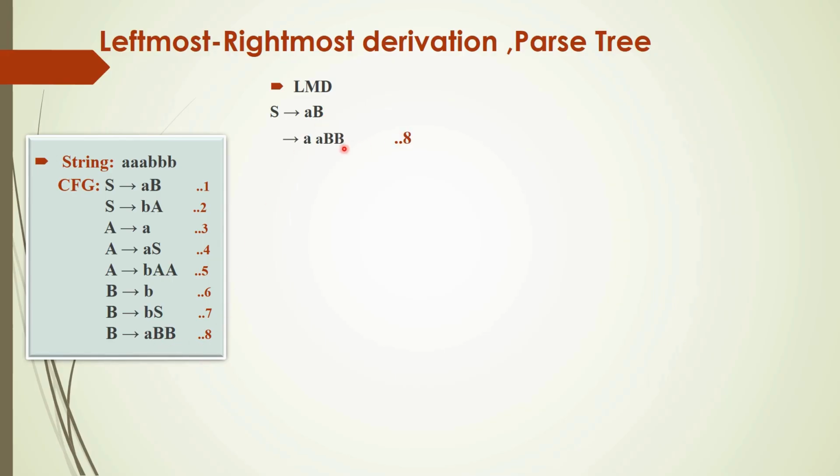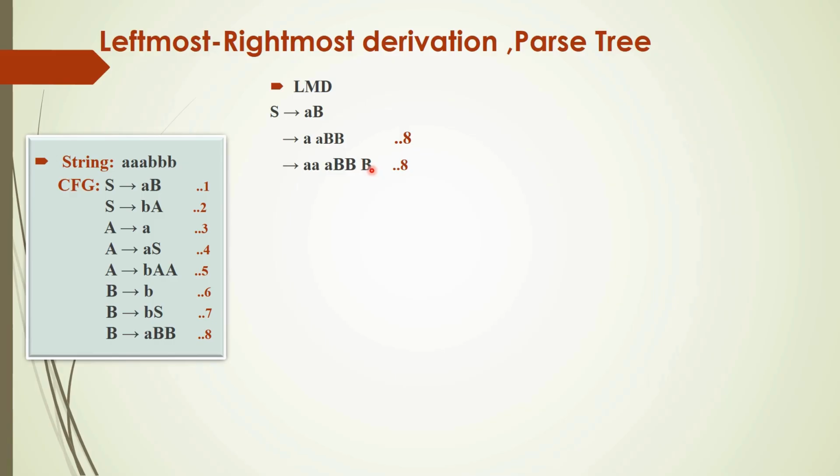Okay, now after the derivation the string becomes like this. Now again we have to generate an a. So I am going to substitute this B with something that is able to generate a again. There is only one substitution, number 8, that is able to generate an a. So again I am substituting this B with production rule number 8. So my B is substituted as aBB, and this B is used as it is over here.